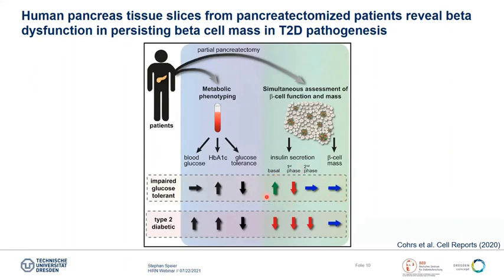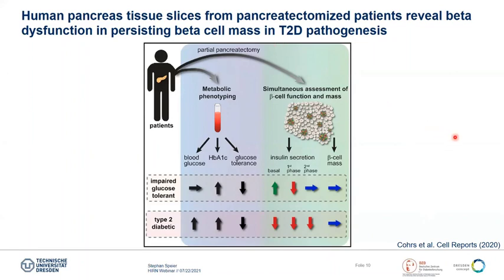We saw increased basal and reduced first phase response, but the second phase was unchanged. And even in the diabetics that were for many years diabetics, in the tissue that we looked at, there was no change in beta cell mass, but a severe reduction. So this was in the case of type 2 diabetes.